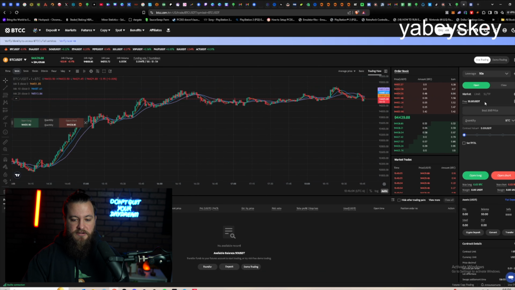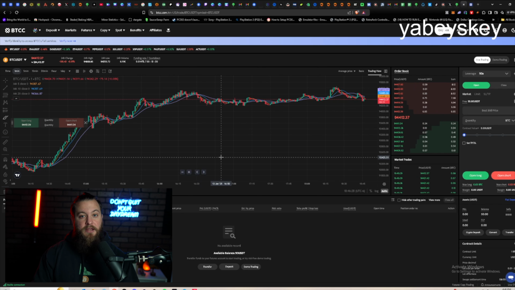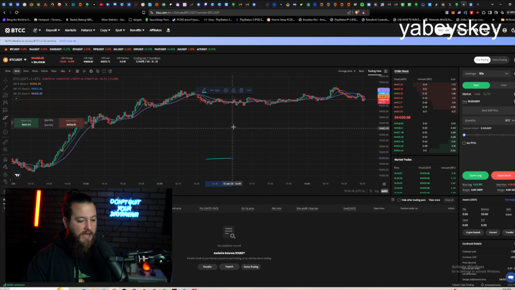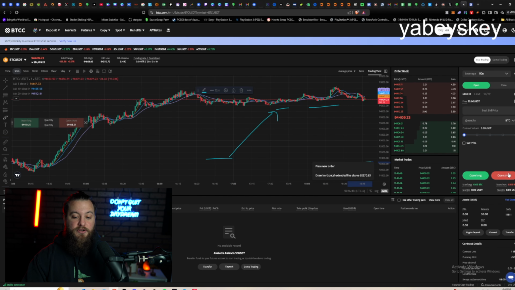We have $50 available, as you can see right here. You have open and you have close. Okay, you have open long and then you have open short. So if I open a long, there are two ways to make money when trading any asset, any perpetual future. You can buy low and sell high, and you could also sell high and then buy low. That would be what opening a short is.